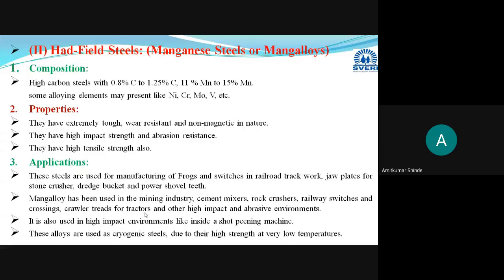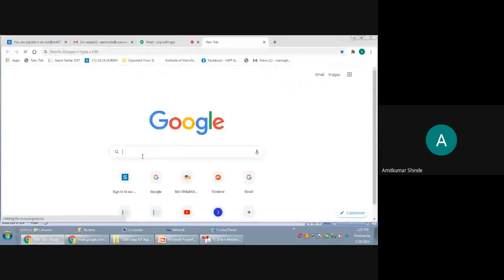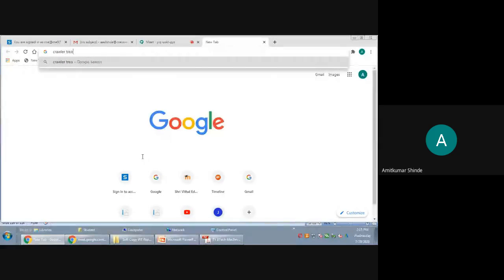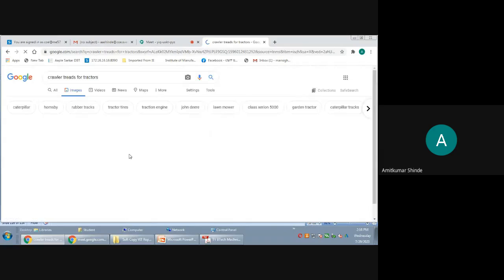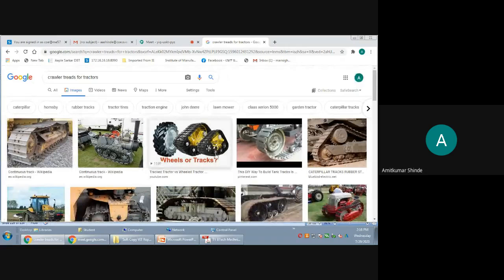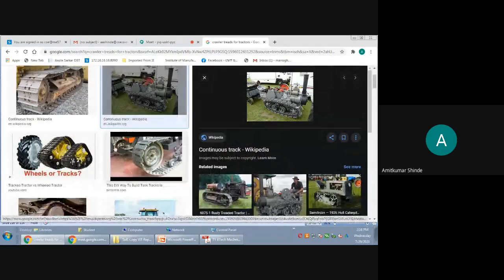Are you getting this? Yes, okay, sir. Yes, sir. I will share the image from Google. Are you able to see this image? Is it visible? Yes, sir. These are the crawler treads.